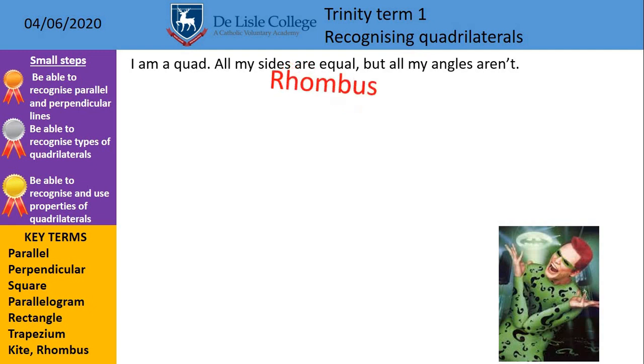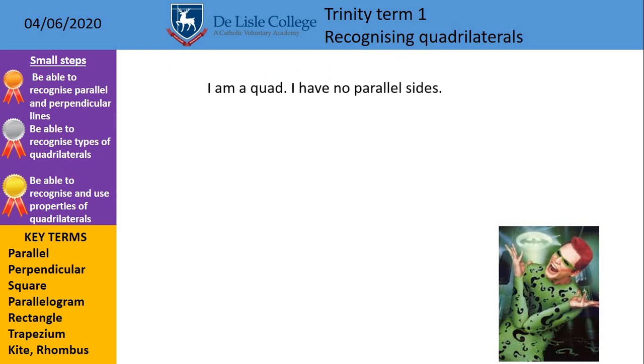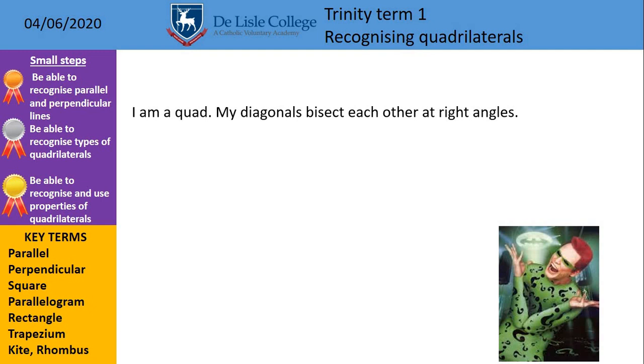In that case, I was looking for a rhombus. Next one. I'm a quadrilateral and I have no parallel sides. What could that be? There I'm looking for an arrowhead or a kite. Again, think back to the 8 shapes that we drew earlier and attached the names to. I'm a quadrilateral and my diagonals bisect each other at right angles. There we're looking for a square or a rhombus.